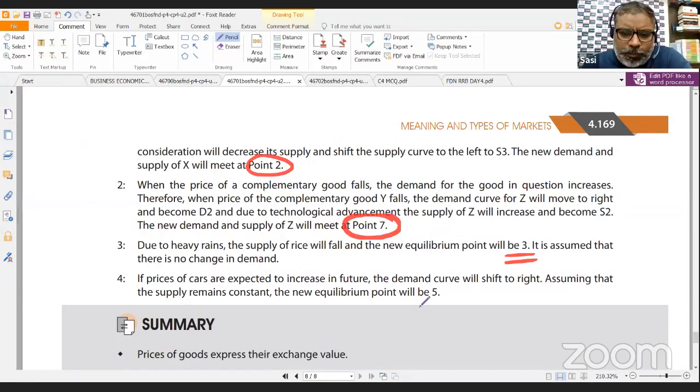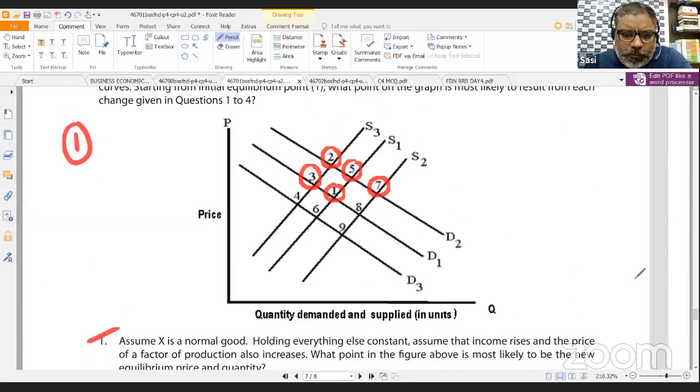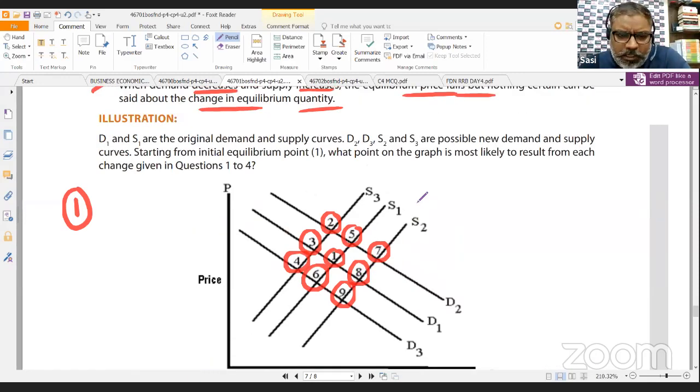So each of the points has a story. Only four points are asked here. So what is point number 4 then? Point number 4, when will it occur? When demand decreased and supply also decreased. Point number 6 occurs when supply remains the same but demand decreased. Point number 9 occurs when the demand decreased but supply increased. Then point number 8 occurs when the supply increased but demand remained the same. Each point has a story, and questions will definitely come from this.